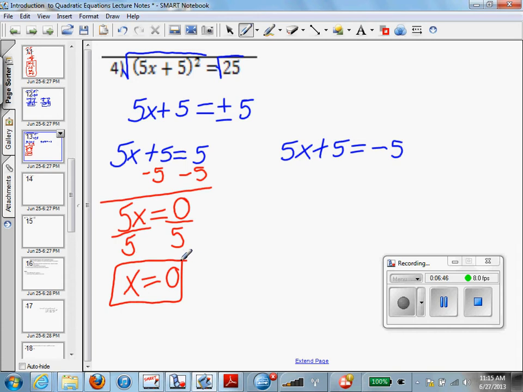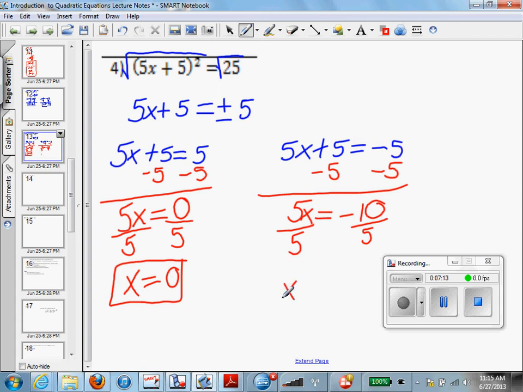For this other part of the problem, 5x plus 5 equals negative 5. To get x away, let's work with this plus 5 first. So to do the opposite, let's subtract 5 on both sides of the problem, leaving you with 5x equals negative 5 minus 5. Combining those will give you a negative 10. Now to get x by itself, let's divide by 5 on both sides as we did earlier. So we're left with x equals negative 10 over 5, or just negative 2.